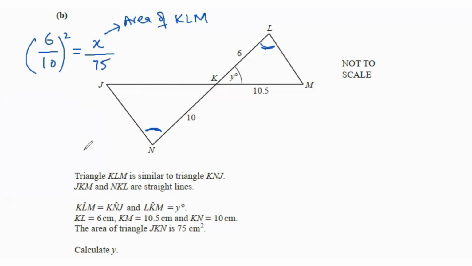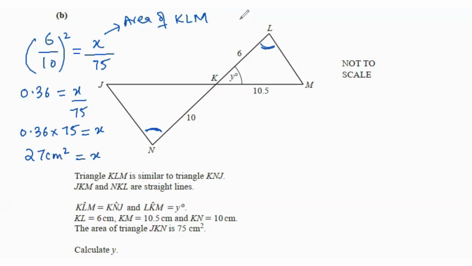So 6 divided by 10 is 0.6, and 0.6 squared is 0.36. So 0.36 equals x over 75. And if you multiply 0.36 by 75, that's going to be 27. So 27 centimeters square is our area of KLM.